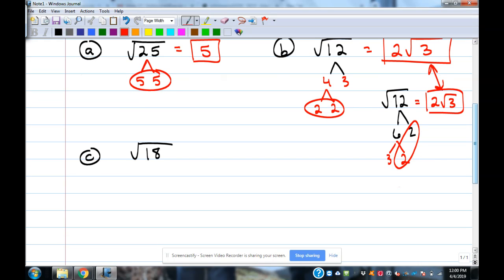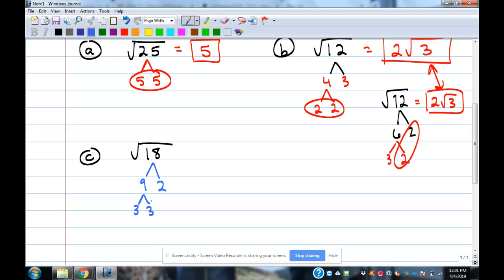Let's look at 18, for example, C. What 2 numbers could we use to multiply to be 18? 9 and 2. 9 and 2 is a good option. What would be another option? 3 and 6. Either of those work. If I do 9 and 2, will either of those break down further? 9 is 3 times 3. Okay. Now, 3's prime, 3's prime, 2's prime. I'm done with my factor tree.